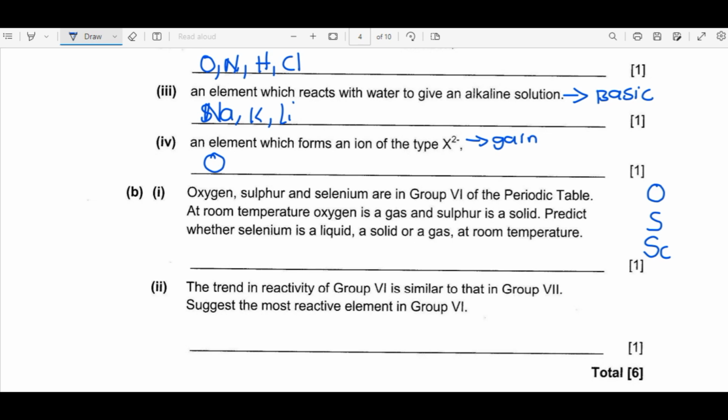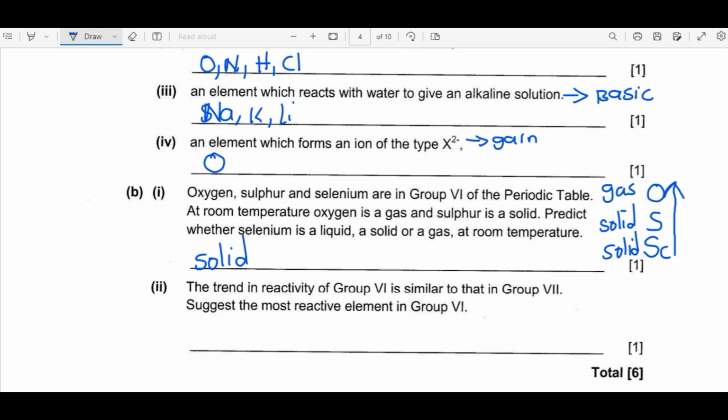Then the trend of these elements is similar to those in group 7. When you go up, their reactivity increases. Now, we are told if oxygen is a gas, then sulfur is a solid. What of selenium? Selenium will also be a solid. That's a key point. For non-metals, their states change as you move down the group. It changes from gas to liquid, then to solid.